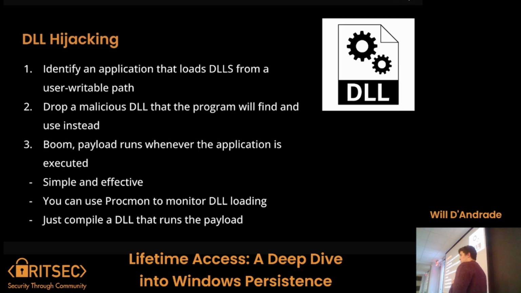DLL hijacking. With Windows, you can identify an application that loads a DLL from a user writable path. You can use procmon for this. That's always a good option. Then all you need to do is drop a malicious DLL that the program finds before the legitimate DLL, and then now your payload's running and the application's executed. It's simple, it's effective, and just compile a DLL and it runs the payload. It's pretty simple.